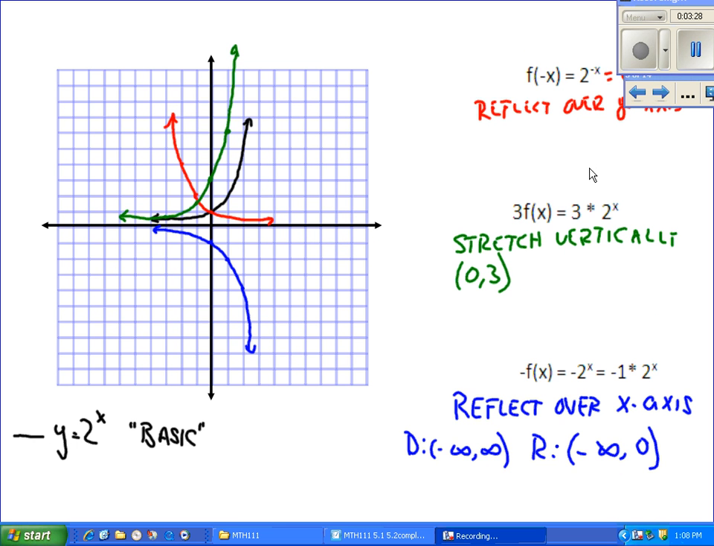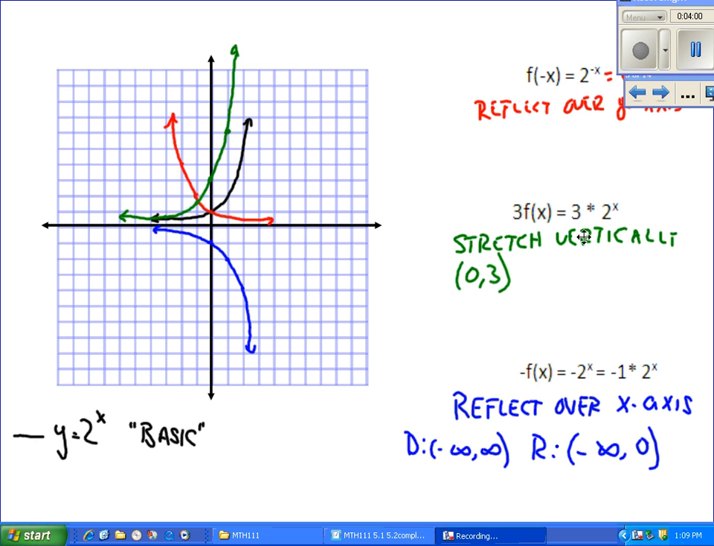A couple more transformations. Again, the black line here is my basic 2 to the x, and a little hard to see here. So this is f of x is 2 to the negative x, which is going to reflect over the y-axis. That's my red line here. So the same graph flipped over the y-axis. And then let's look at the blue line next. Negative f of x, that's going to reflect it over the x-axis. There's my blue line here, all these points flipped over, which is going to change my range. My range is now from negative infinity up to, but not including 0.